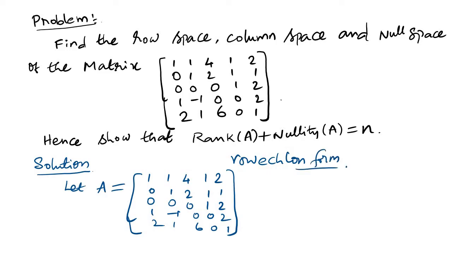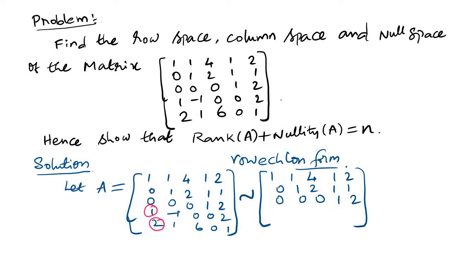We have to reduce this matrix into row echelon form. That is, in the first column, we should make these two elements 0 as the first step by using the row operations. So there is no change in the first row, second row and third row. Here we have to make this 1 and 2 as 0 by using the first row. In the first row, the pivot element is 1, and we have 1 in the fourth row too. So we just subtract the first row from the fourth row.